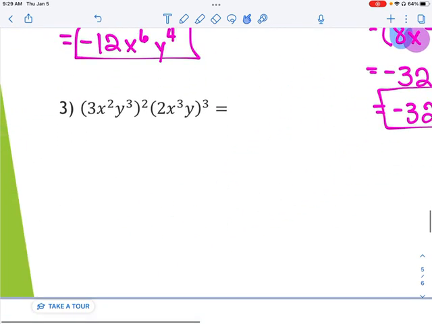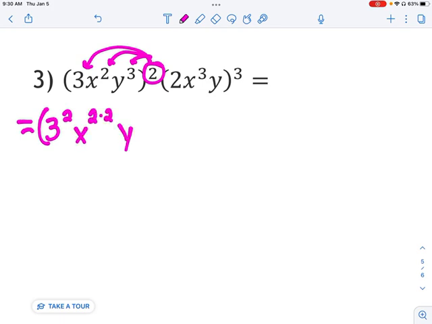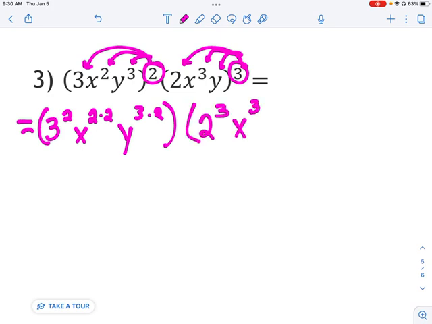Okay? On this next one, we have two of them that have powers of a power. And then we're going to be multiplying that together. So the first thing I'm going to do is take the 2 to each thing inside this grouping. So we have 3 squared, x to the 2 times 2, y to the 3 times 2. Then on the second one, we're going to take the 3 to each part. And that's going to give me 2 to the third, x to the 3 times 3, y to the 1 times 3.